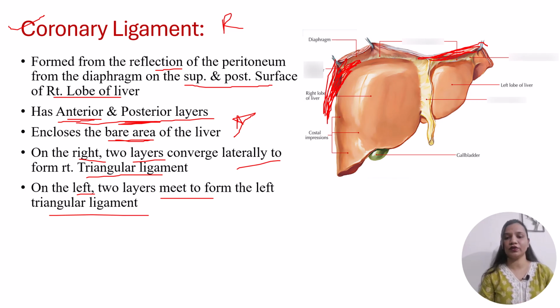And the coronary ligament is attached to the liver on the superior surface of the right lobe and also on the posterior surface. Okay.